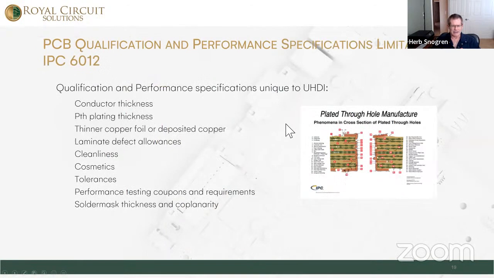On the printed circuit board side of things, on the end product, there's the IPC 6012, 6013, that whole series. Again, a lot of the requirements in there, whether it be class 1, 2, or 3, really aren't very suitable for ultra-HDI technology. So conductor thickness is an obvious one.